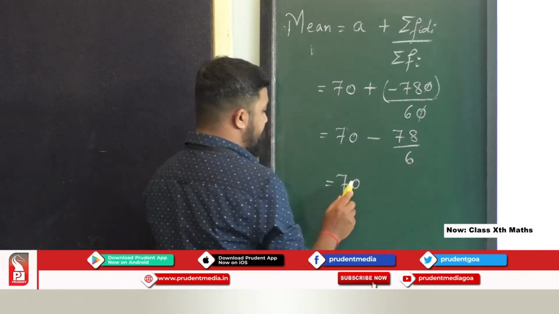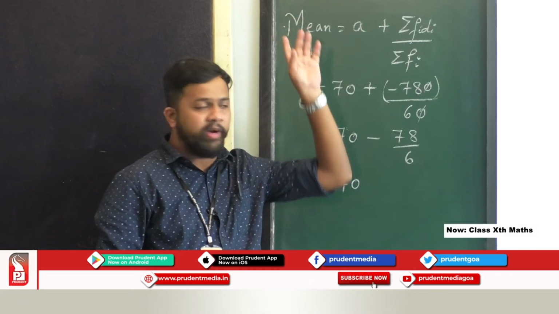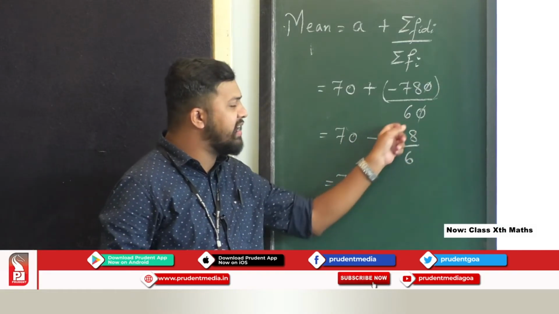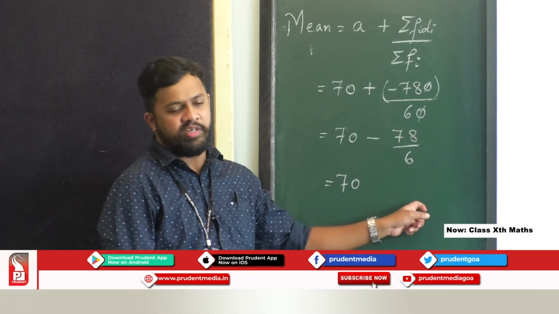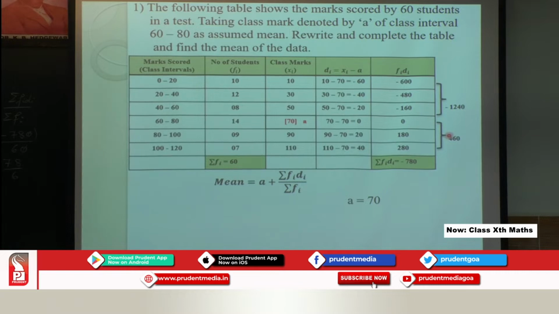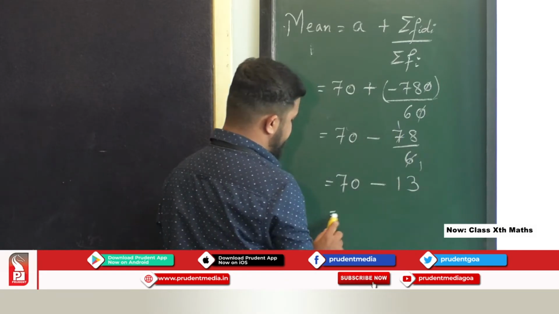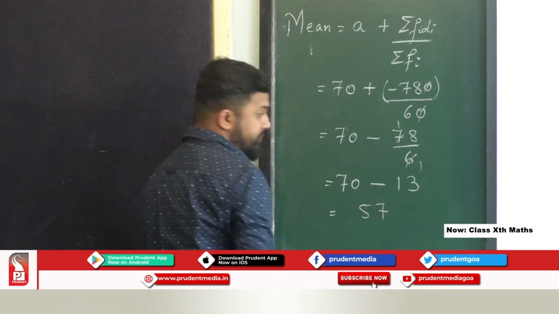So 70. I will not do cross multiplication. 70 into 6, then again a big number will come, and you will get confused. So what you can do is, you can just find the answer of this 78 by 6. You can just divide 78 by 6 first. Or first of all, you can make it smaller also. You can divide with the 2 table, or the 6 table I can directly divide. 6 ones are 6. 18, 6 3s are 18. Subtract the number, 70 minus 13. Answer is 57.